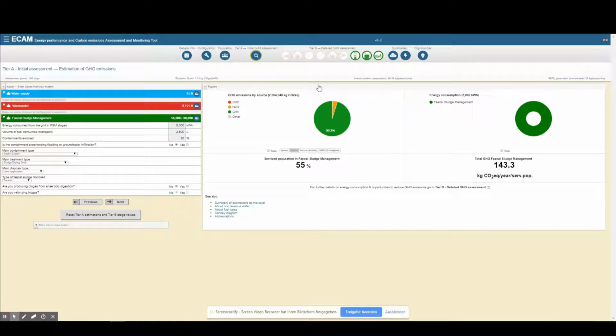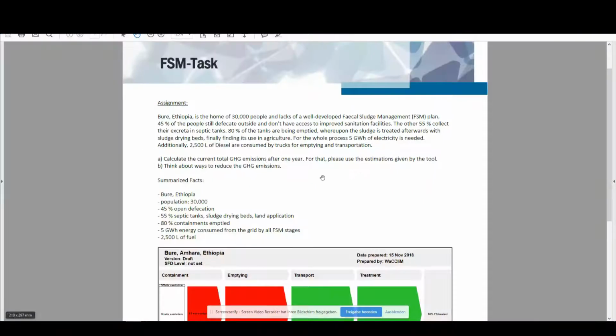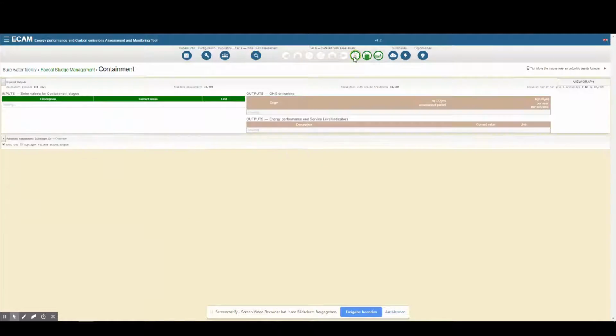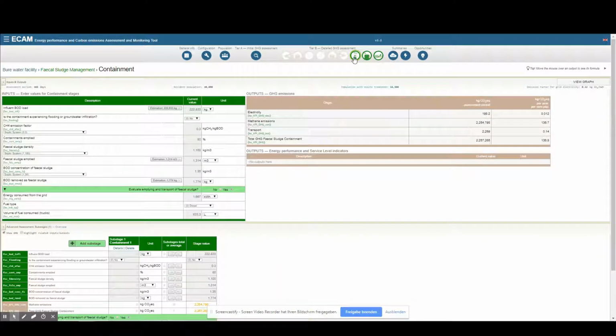So now we actually set all the values we need, and since we should use, as it is stated in the text, please use the estimations given by the tool, everything is set already. We can have a look at the containment stage, closer look, where the greenhouse gas emissions are actually very high. As you can see, total greenhouse gas fecal sludge containment greenhouse gas emissions equal almost about 2 million.